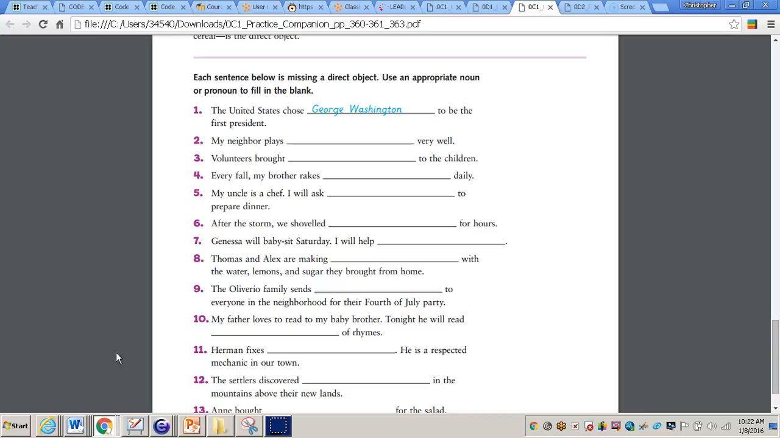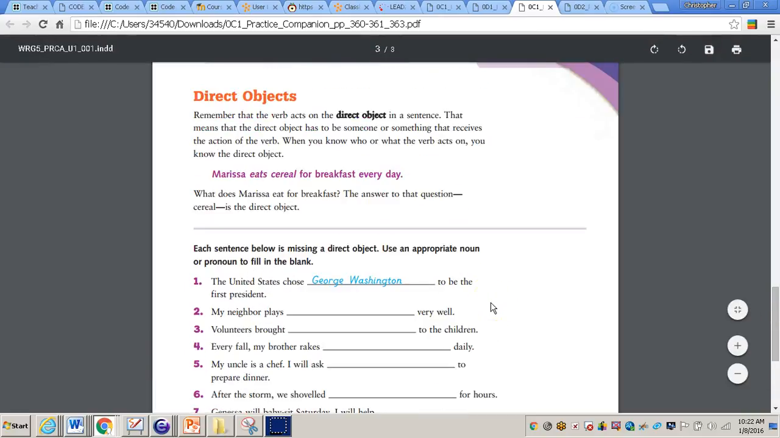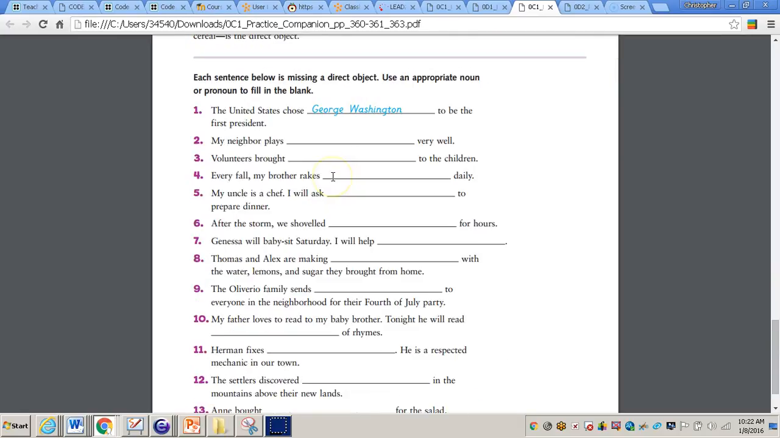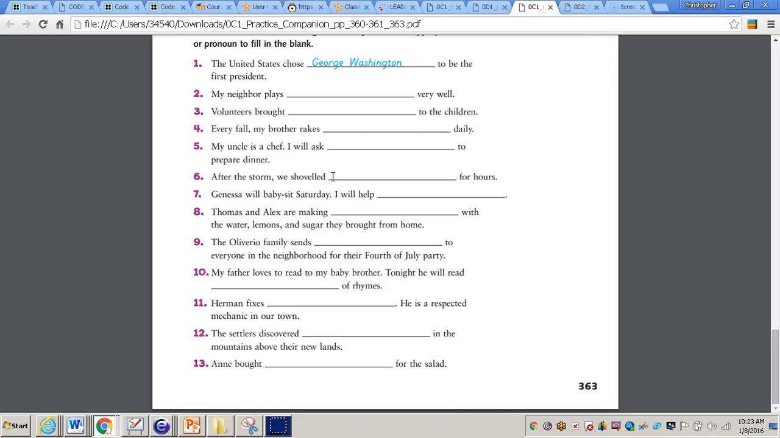Filling in direct objects, you can be creative with them, but make sure that the direct object, as you can see right up here, think about when you know who or what the verb acts on, you know the direct object. So make sure that the direct object is who or what the verb is acting on. So I want you to pause the video, and then you can press play, and I'll give you some examples of what you could write for 3 through 13, but there will not be exact correct answers for these since you're thinking of your own direct object. So pause the video now.